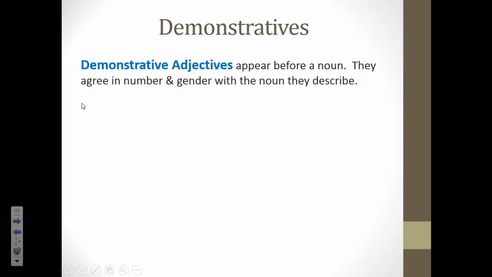Demonstrative adjectives appear before a noun, and they agree in number and gender with the noun they describe. So make sure you fill out part 3 of your note guide before you move on.